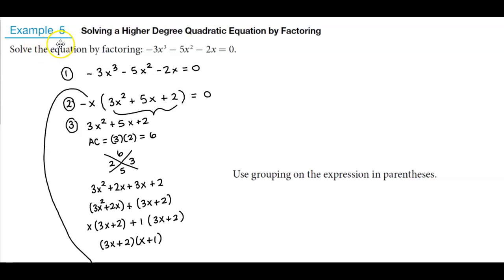In example 5, solving a higher degree quadratic equation by factoring. Solve the equation by factoring. We have negative 3x cubed minus 5x squared minus 2x is equal to 0. So we're going to set that equal to 0.